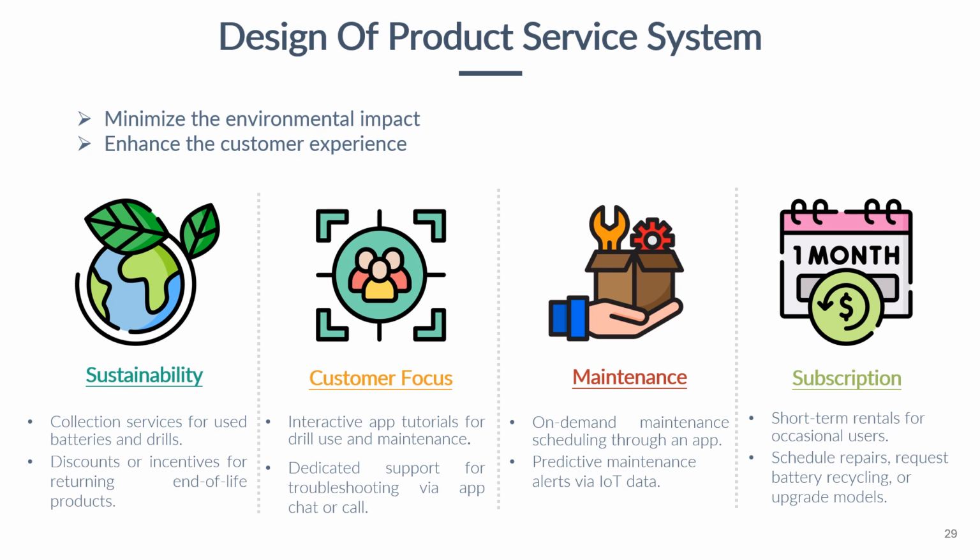Product service systems integrate sustainability and customer focus. Use battery collection with discounts, promote recycling. Interactive app tutorial and dedicated support enhance user experience. Maintenance is simplified with on-demand scheduling and IoT-based predictive alerts. Flexible subscription models offer short-term rentals, easy repair, battery recycling, and model upgrades, ensuring value and sustainability.